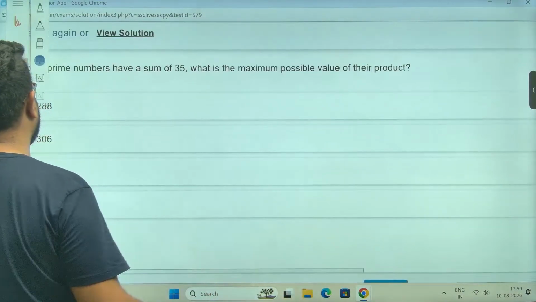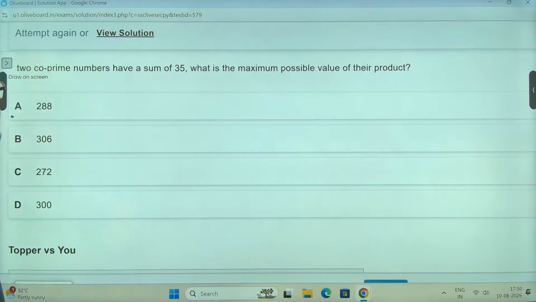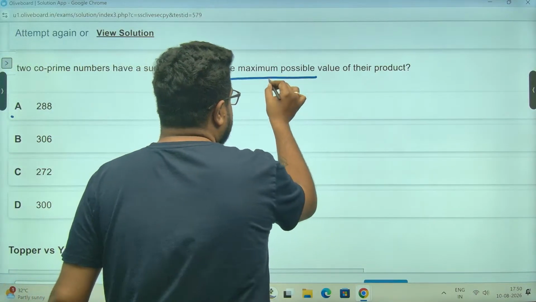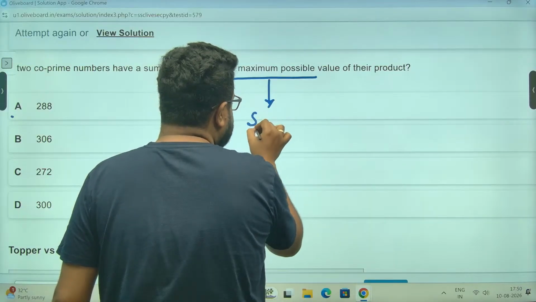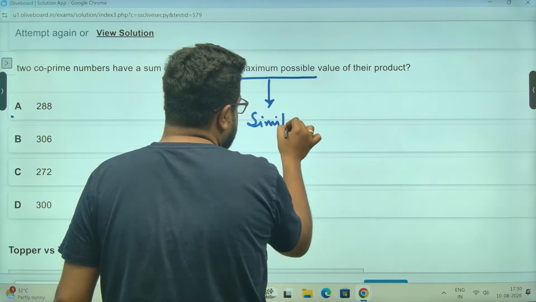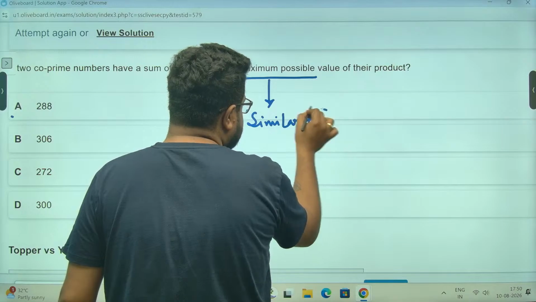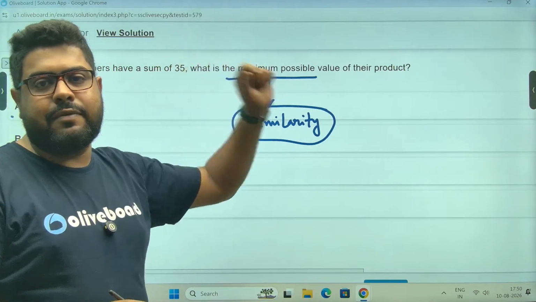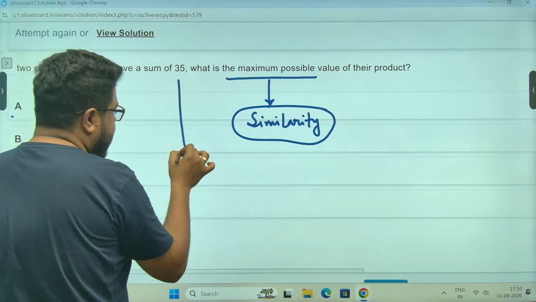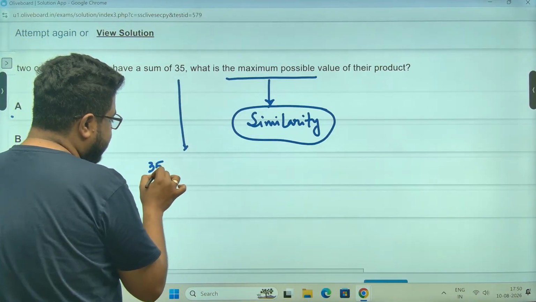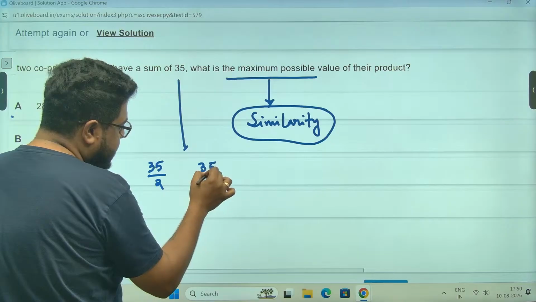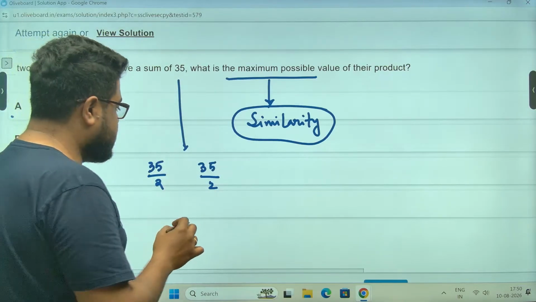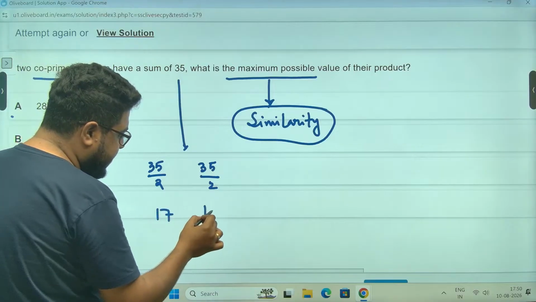Next one. If two co-prime numbers have a sum of 35, what is the maximum value of the product? Please understand, when the symmetry is maximum, then only we get the maximum or minimum value. Meaning, for 35, maximum symmetry will be there if I take 35/2 and 35/2. But two co-prime numbers must be integers, so the nearest possible integers are 17 and 18.